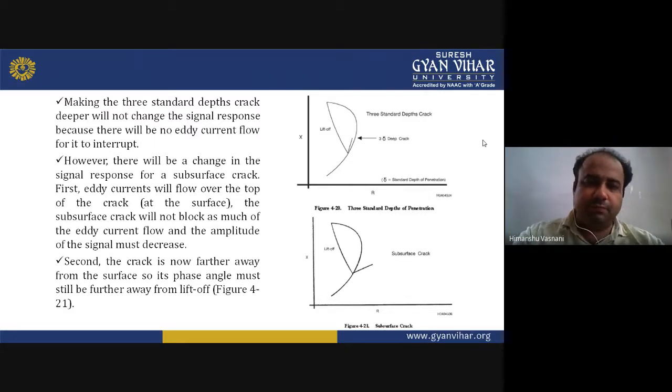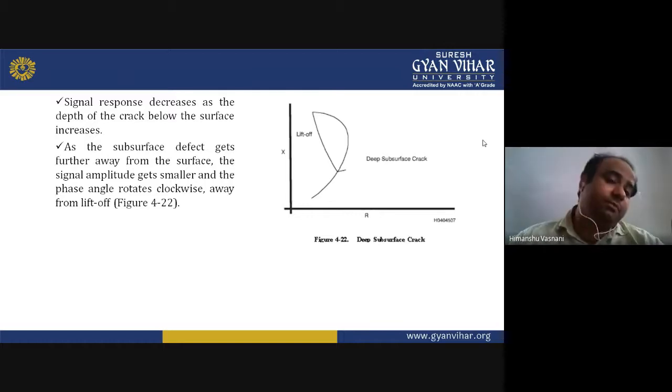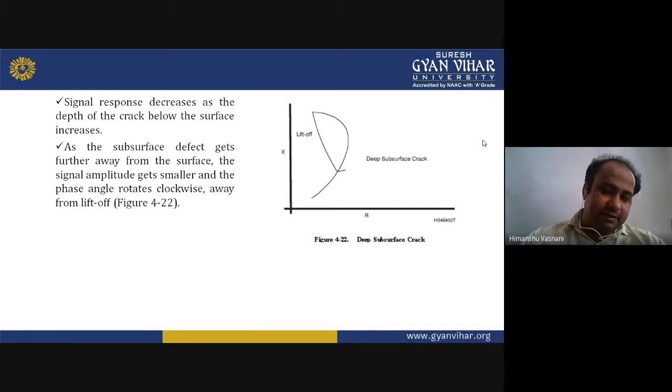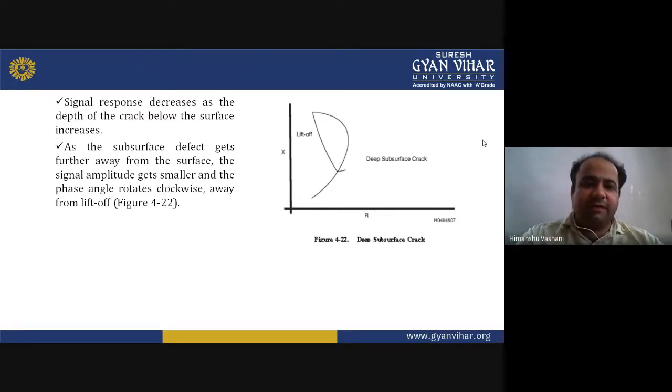Now signal response decreases as the depth of the crack below the surface increases. I repeat, signal response decreases as the depth of the crack below the surface increases. So as the subsurface defects get farther away from the surface, the signal amplitude gets smaller and the phase angle rotates clockwise away from liftoff.